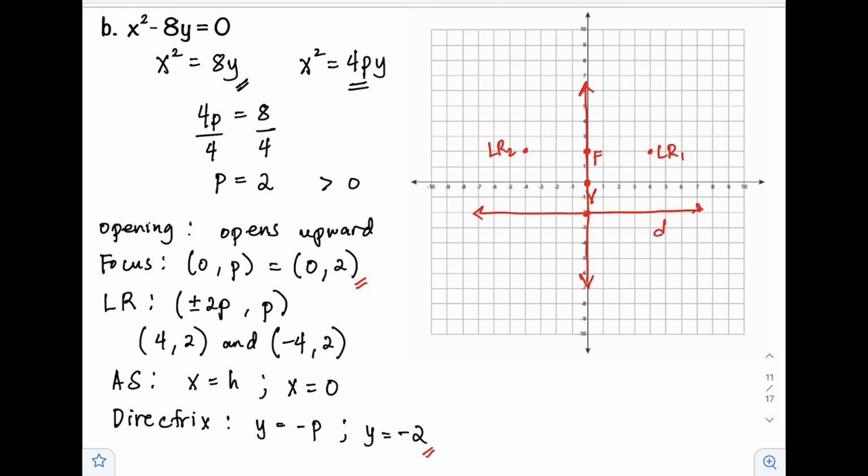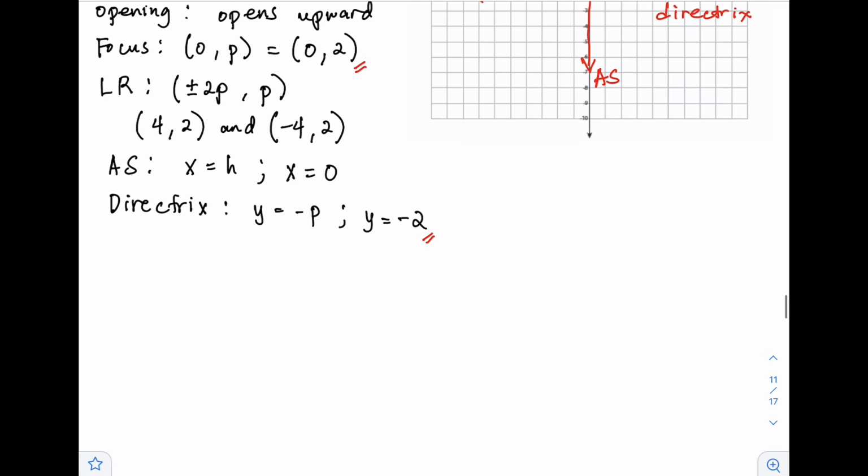Ito yung ating magiging directrix. Okay? So, pwede na nating i-sketch yung ating parabola. So, again, kung nasaan ang focus, dun papunta yung ating parabola. Then, make sure na dadaan yung line natin doon sa ating latus rectum. Ayan. So, ito na yung graph ng ating equation na x squared minus 8y.